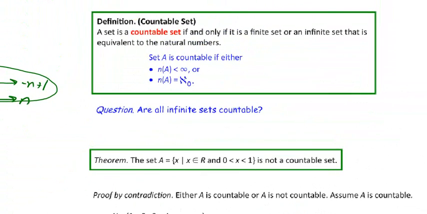So a set is a countable set if and only if it is a finite set or an infinite set that is equivalent to the natural numbers. So if it has an exact countable number or if it's the alpha null cardinality, then it's a countable set. So next, it said, are all infinite sets countable? Well, if it can't be a subset of our natural numbers, then no, it's not countable.